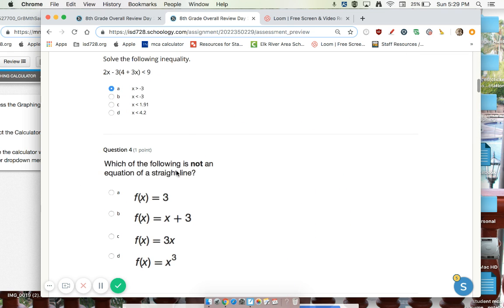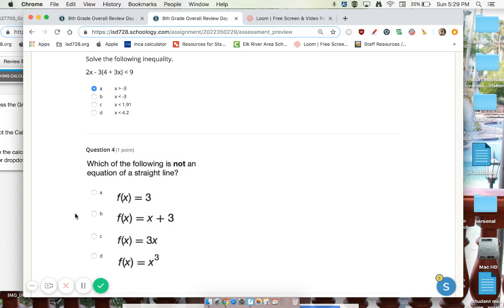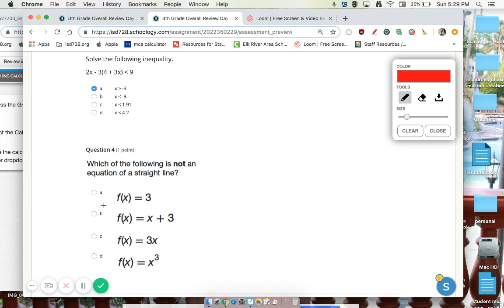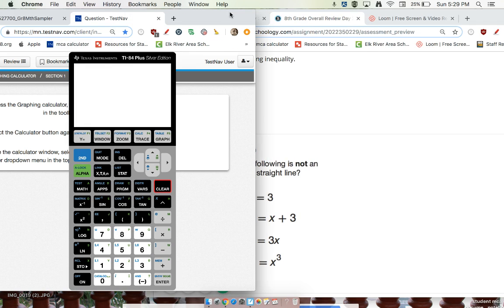Number 4. Which of the following is not an equation of a straight line? So that means which one is not in slope-intercept form? So f of x is 3, f of x is x plus 3, f of x is 3x, f of x is x cubed. What you could do with all these is just remember that a function is the same as y. So I'm going to go ahead and just graph them all and see which one's not straight.